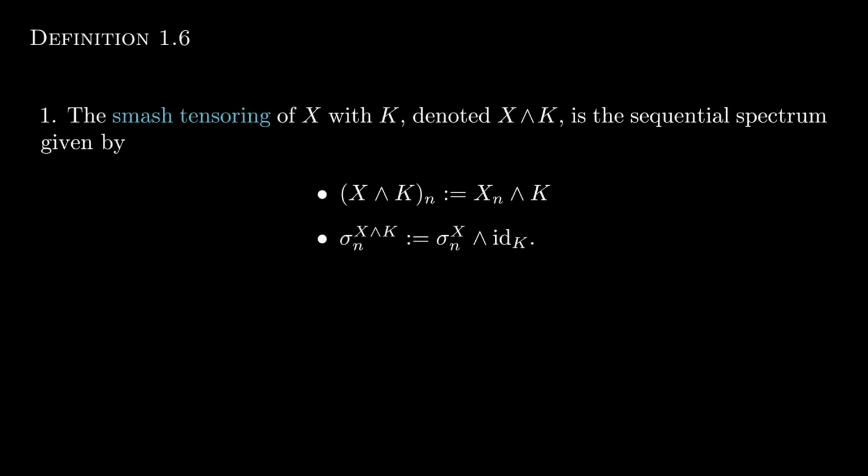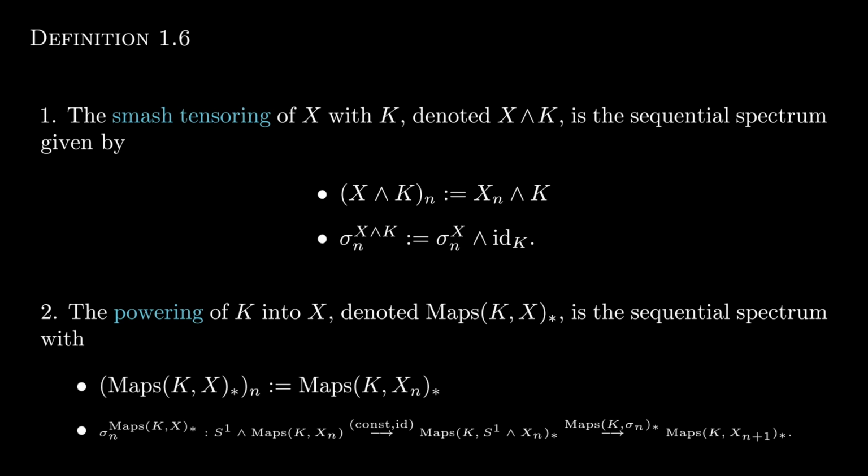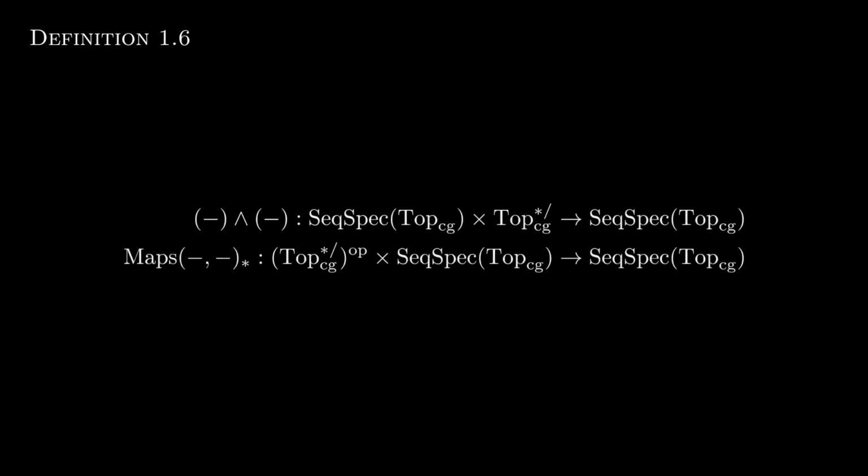The analog of the mapping space, or the internal hom, is called the powering of K into X. Its component spaces are the mapping spaces with underlying sets maps from K to Xn, and its structure maps are defined as you see here. To explain a little bit, I guess the first map is really the only ambiguous one. The first map sends points in S1 to the constant map from K to that point. Maps from K to Xn are sent to itself, the map from K to Xn. This map is called the constant identity map, which will make an appearance a little bit later. Again, these operations give us functors, which you see here.